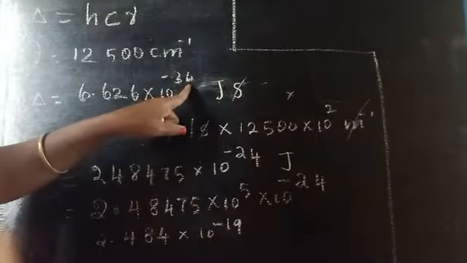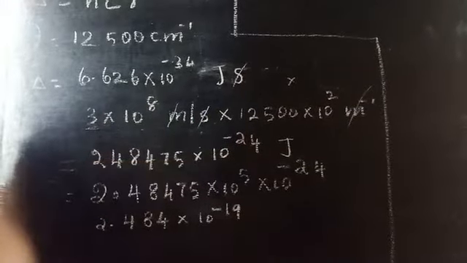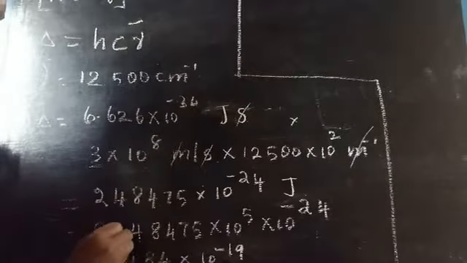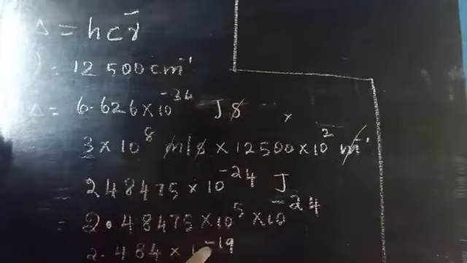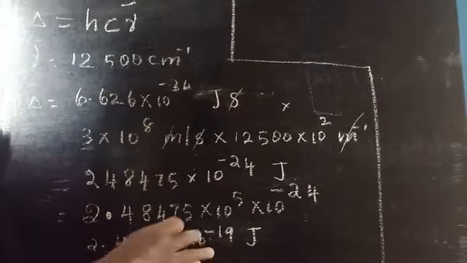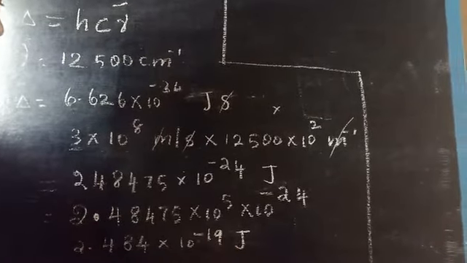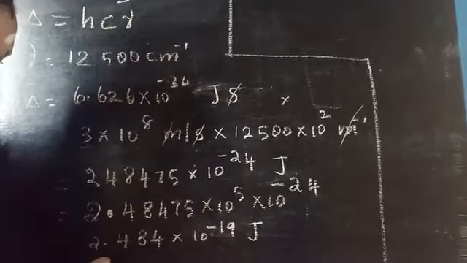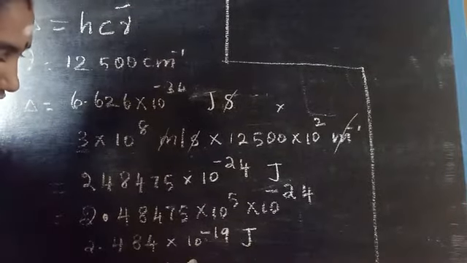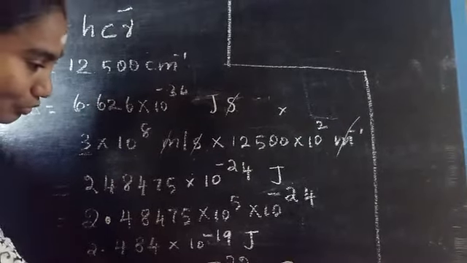Here 10 power minus 34, plus 8 plus 2, 10, so minus 24. Next see here 1, 2, 3, 4, 5, so the point moves, into 10 power 5. So 10 power minus 19 joule. Now joule is converted into kilojoule, so into 10 power minus 3. Minus 3 means 2.484 into 10 power minus 22 kilojoule.